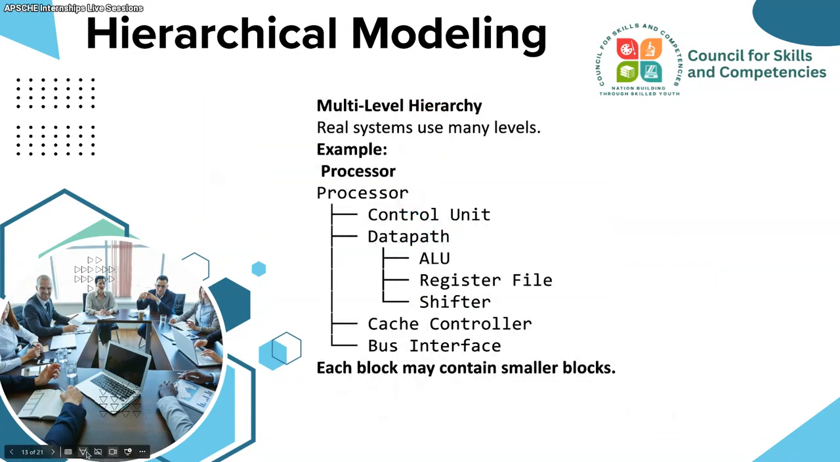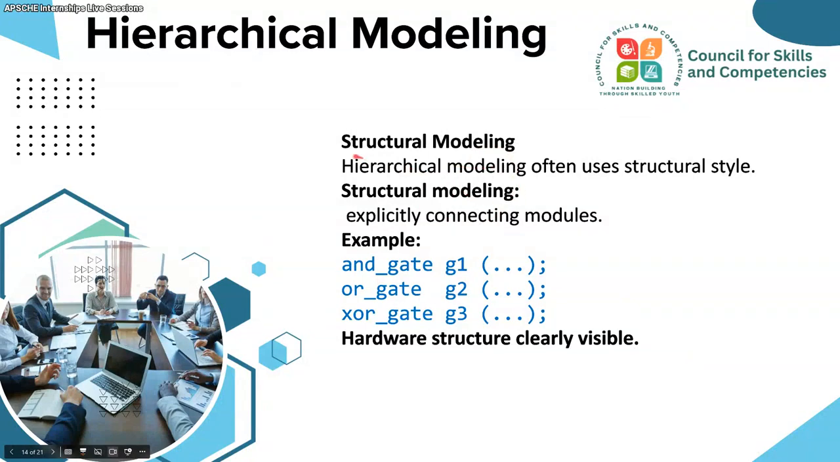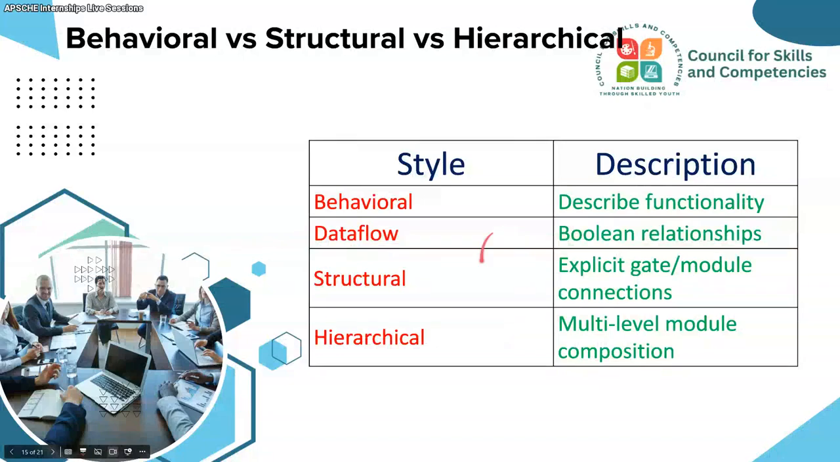Now in the multi-level hierarchical structure, real systems use many levels of processors. The control unit is one level; in the data path we have the ALU, register file and shifter, and then the cache controller and bus interfaces. So each block may contain smaller blocks. Each block will have smaller blocks. In the structural or hierarchical model, we often use structural style, like AND gate G1, OR gate G2, or XOR gate. These are all explicit connections.